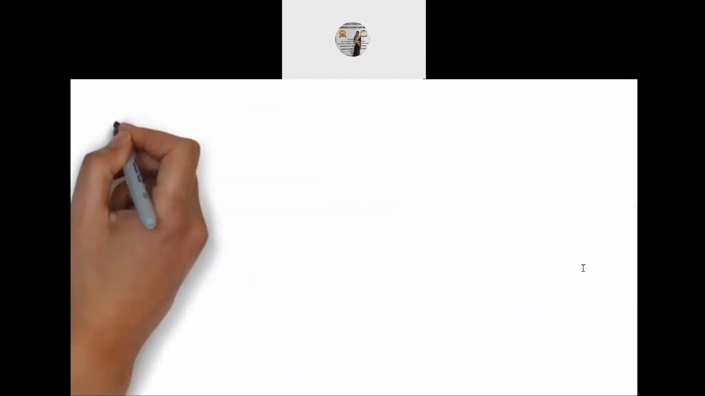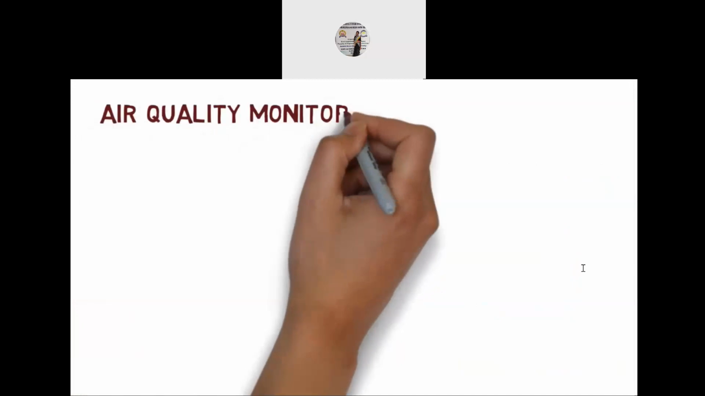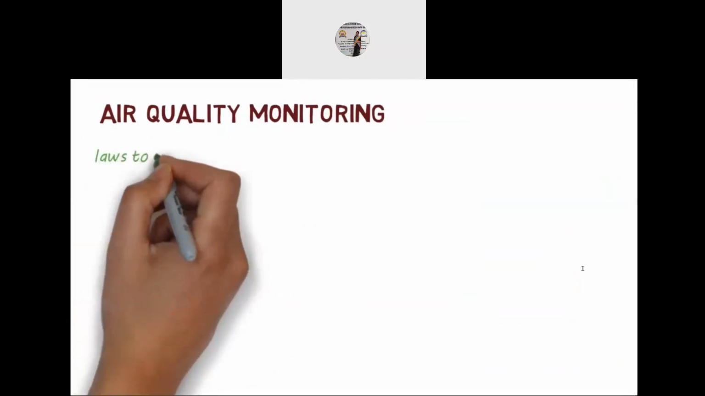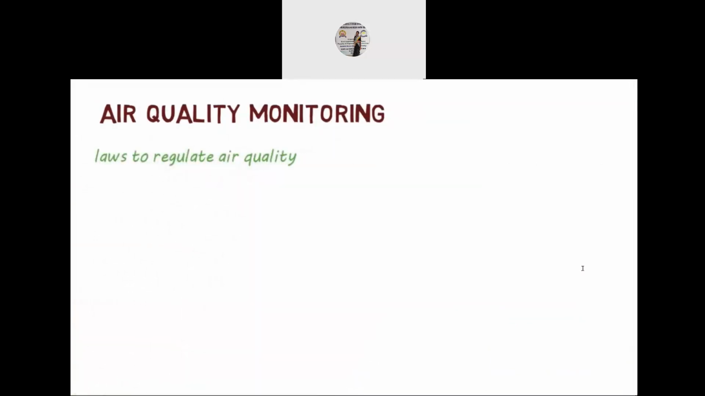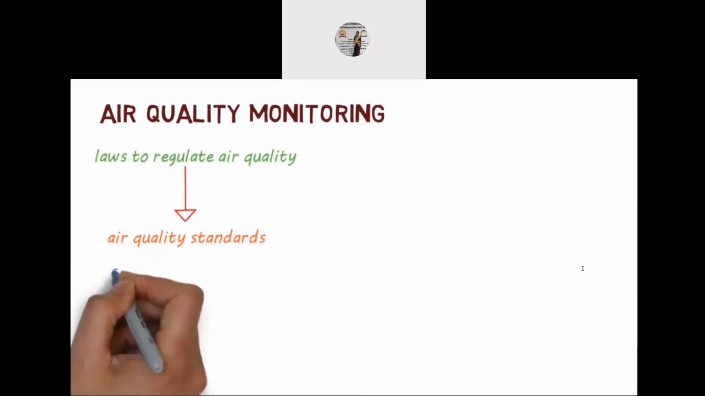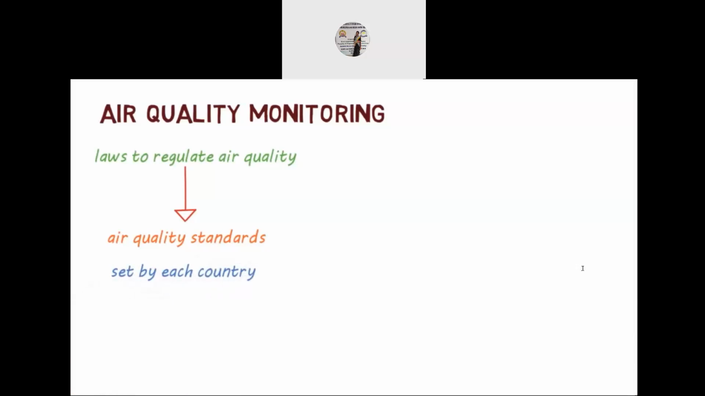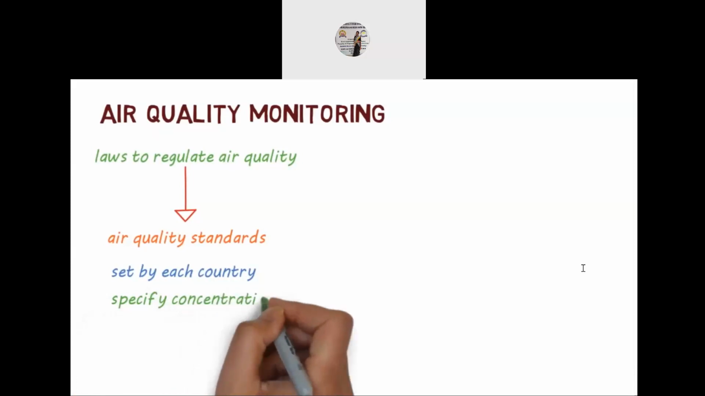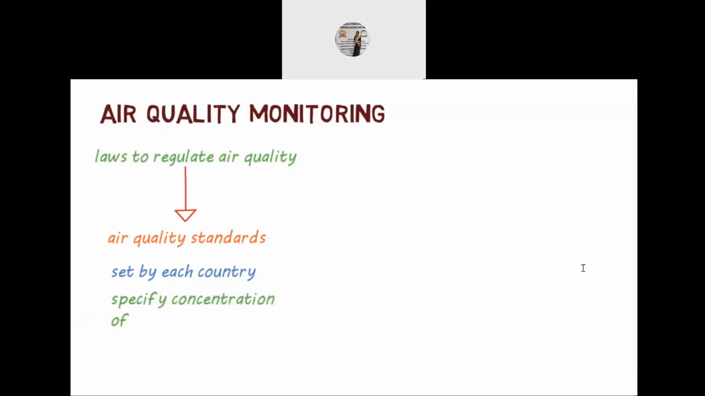Let's have a look now at how air quality is monitored. Most countries have national laws and regulations to control air pollution. These usually set out air quality standards that must be adhered to. These standards are set out by each country and will depend on factors like technological feasibility, economic considerations, capacity for air quality management, political and social factors. These standards specify the concentration of a number of selected pollutants called criteria pollutants that are allowed in the air.